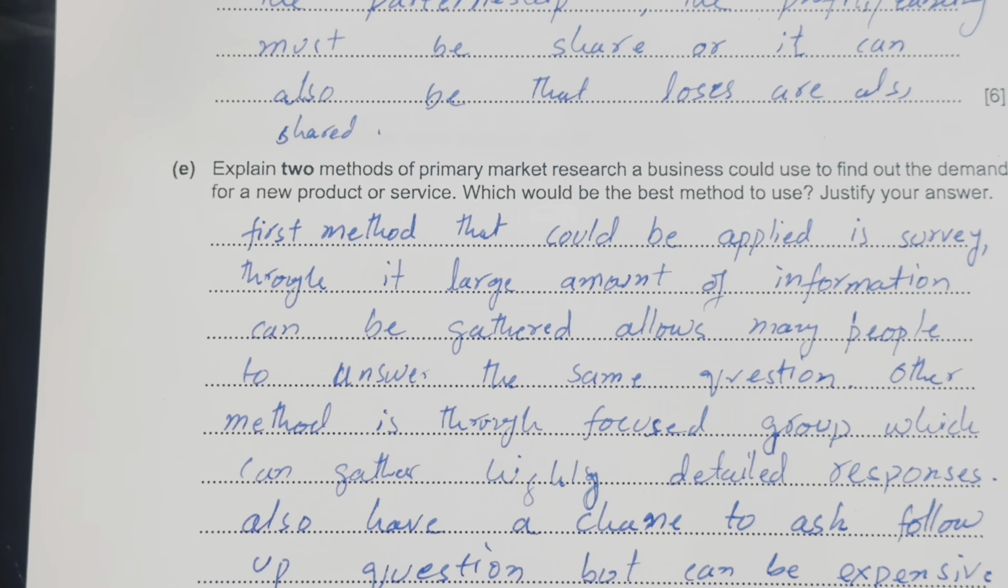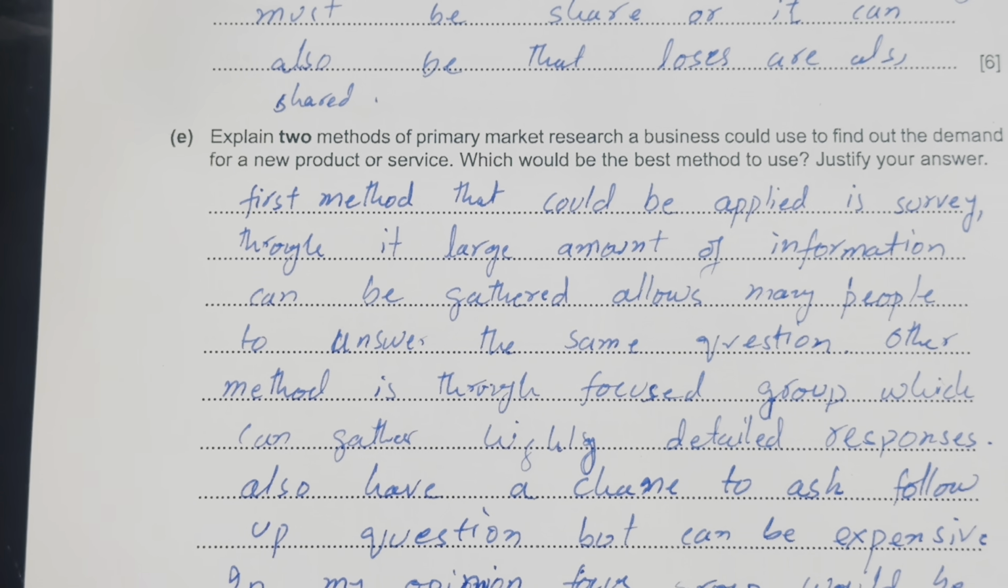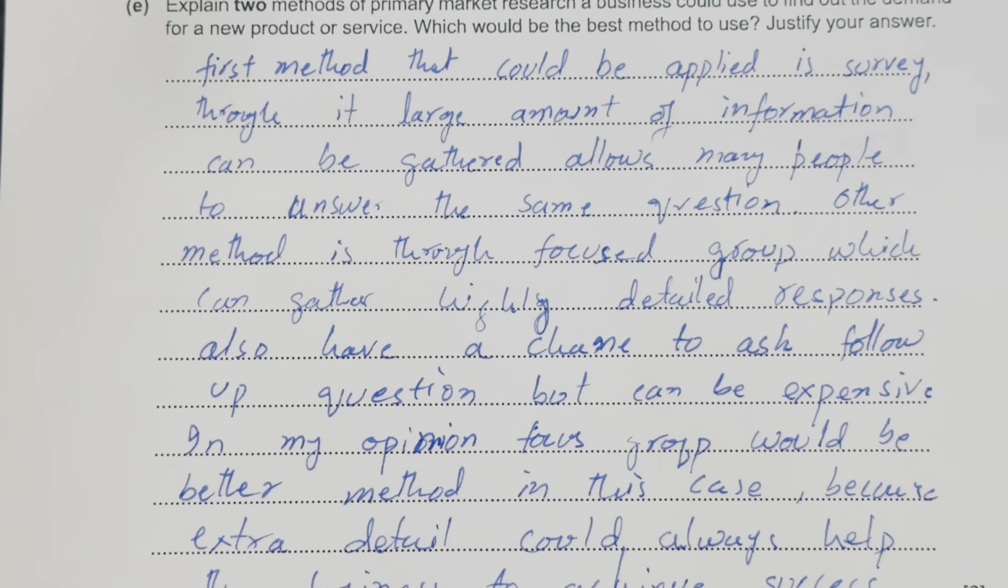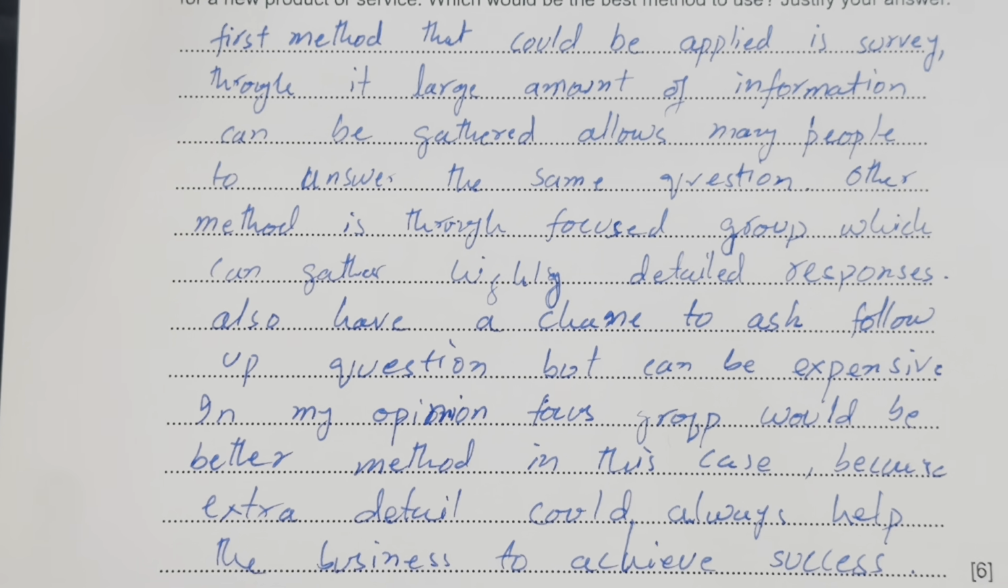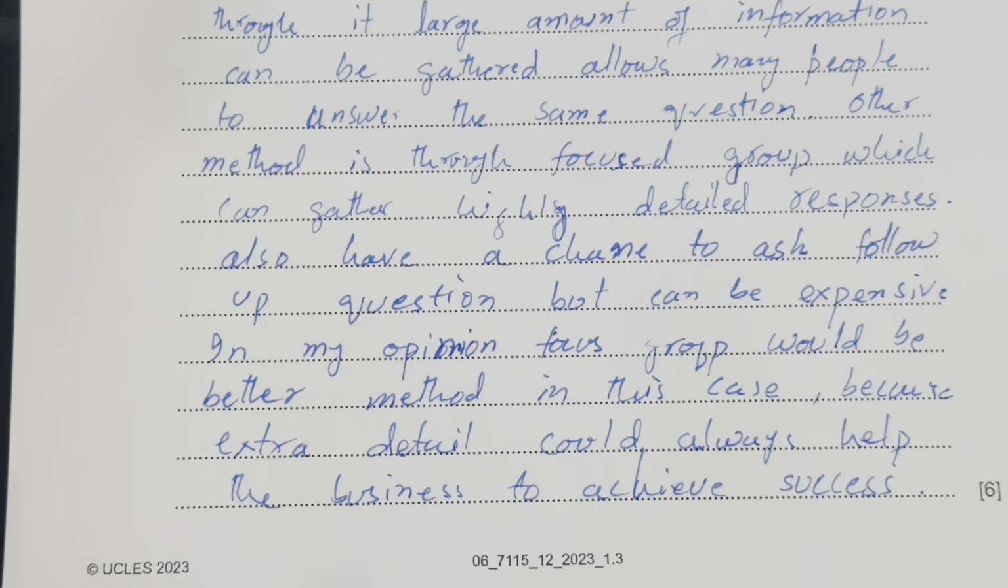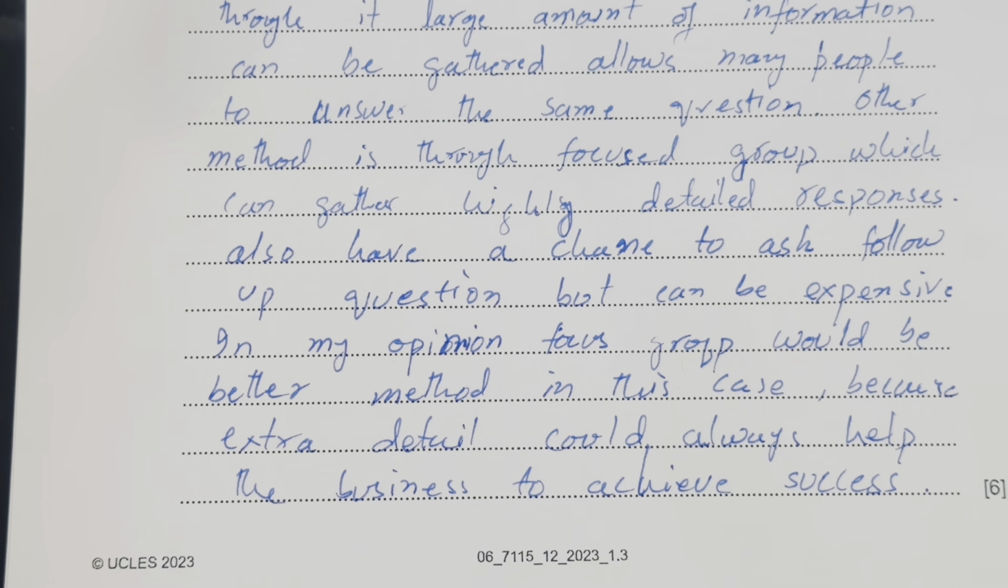The next method is the focus group, which can gather highly detailed responses and gives a chance to ask follow-up questions. The follow-up questions are very important. They help us in deciding what to produce and for whom to produce, and what our product or service should be for customer satisfaction. In my opinion, I think a focus group would be the better method. In this case, the extra detail could always help the business to achieve success.